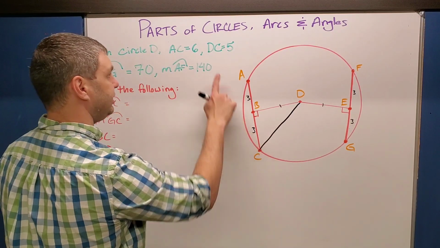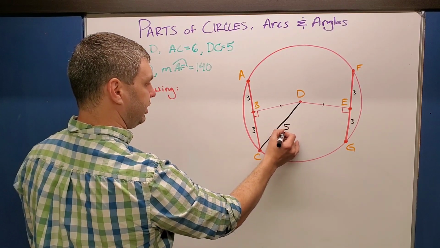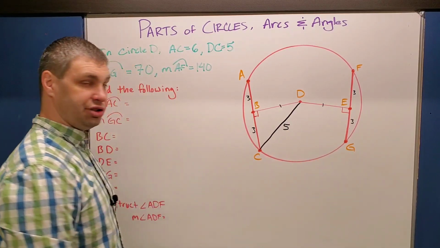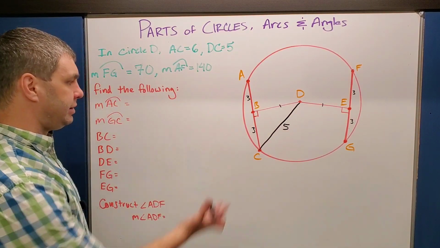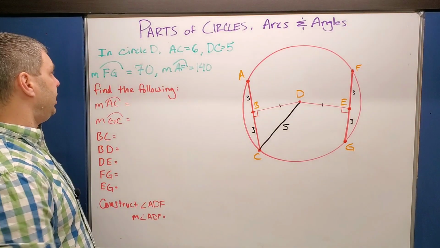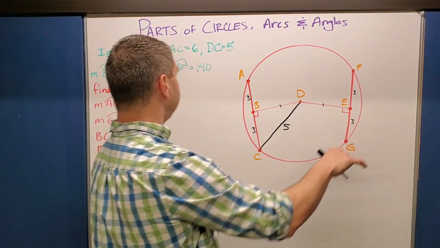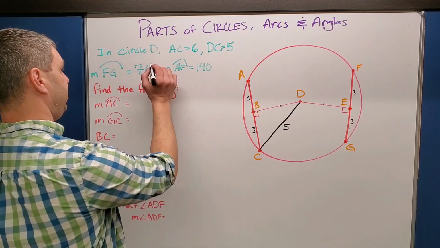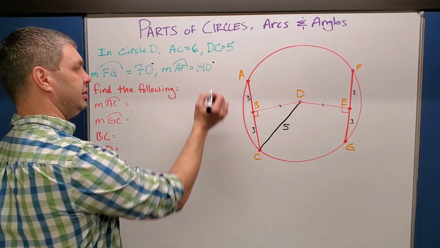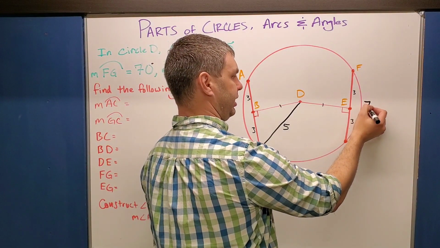D to C, it says, is 5. And if I want, I could do the other side, the DG. That'd be fine, but I'll leave it like this for now. It also says that the arc FG, that's this one over here, is 70 degrees. I have a degree symbol above it, 70 degrees. So that's on the outside.